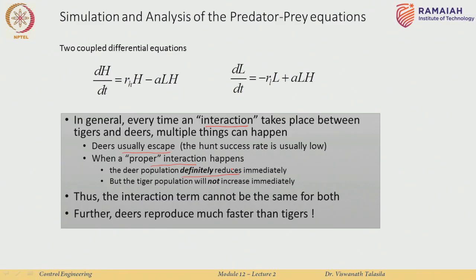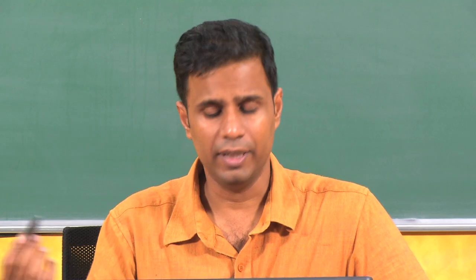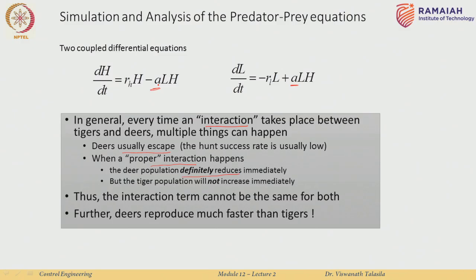But this does not mean the tiger population is going to increase immediately, right. So, the population of deers decreases because one of them was killed, but the population of tigers will not increase immediately, it takes a much longer time. So, this interaction parameter A cannot be the same for both, and more specifically in our case the interaction parameter for the deers will always be greater than the interaction parameter for the tigers. Okay. Furthermore, the growth rate of the deers is much larger than the death rate of the tigers. Again, it is an assumption, and these assumptions are usually proven to be valid in actual field studies.